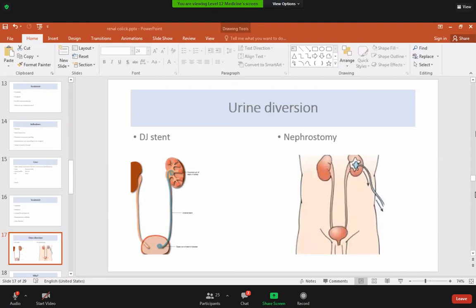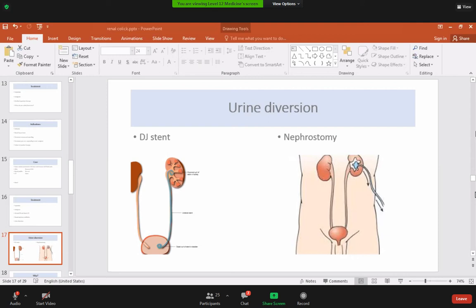A nephrostomy tube is passed percutaneously into the renal pelvis, into the dilated urinary pelvis, and then we let the urine that is collected there, not going down, pass through that percutaneous route outside through the nephrostomy tube. We attach it with a bag.